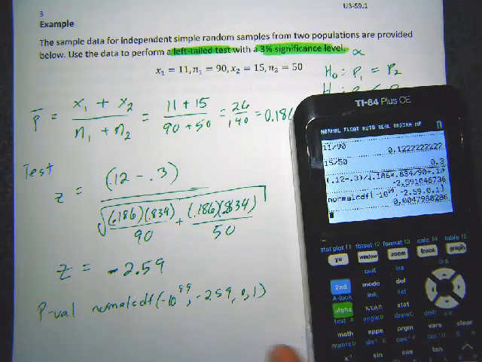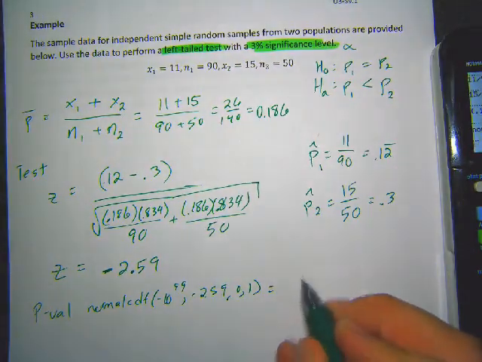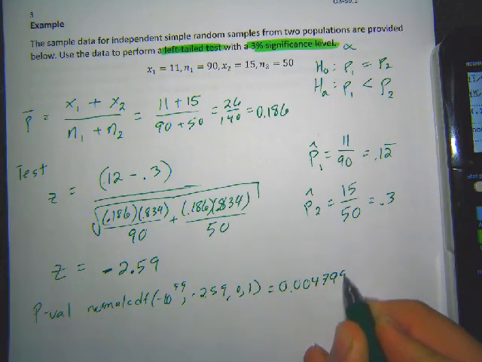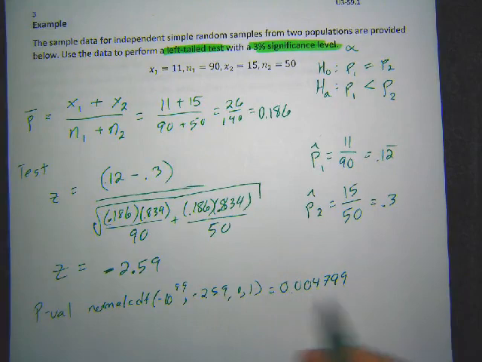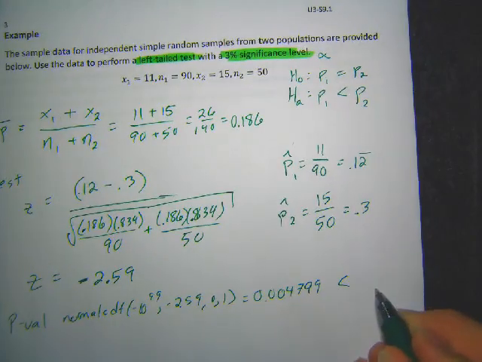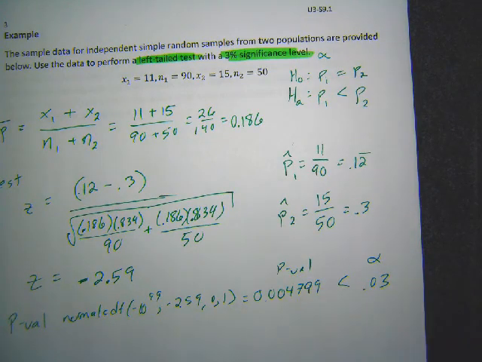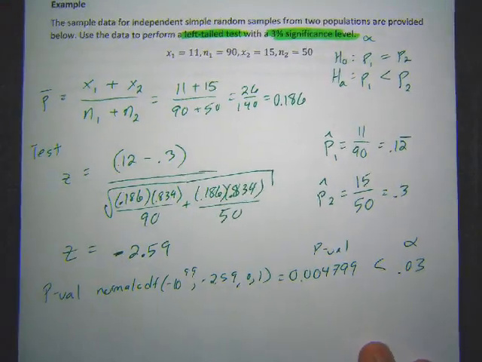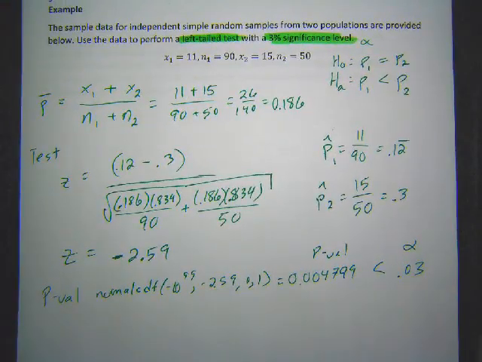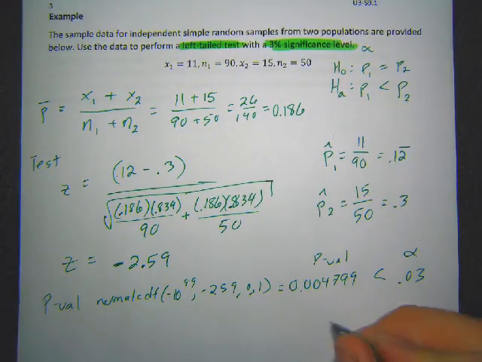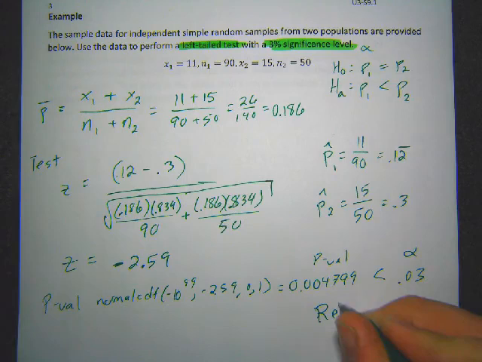0, 1, and that gave me 0.004799. I got to round it a little bit less because this is a really small number, which is less than 0.03 or alpha. So the p-value is less than 0.03, our significance level, and that's enough right there just to show us that yep, we can reject because our p-value is small. Remember, if the p-value is small enough, then you reject, so we reject. So in this case, the numbers were so far apart, 0.12 versus 0.3, they're so far apart.